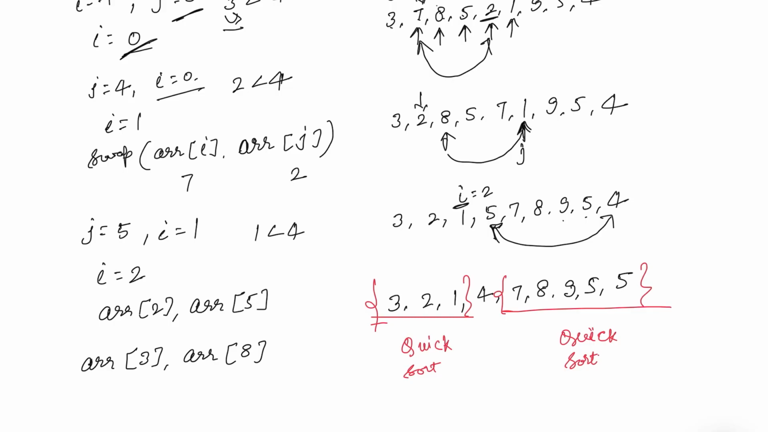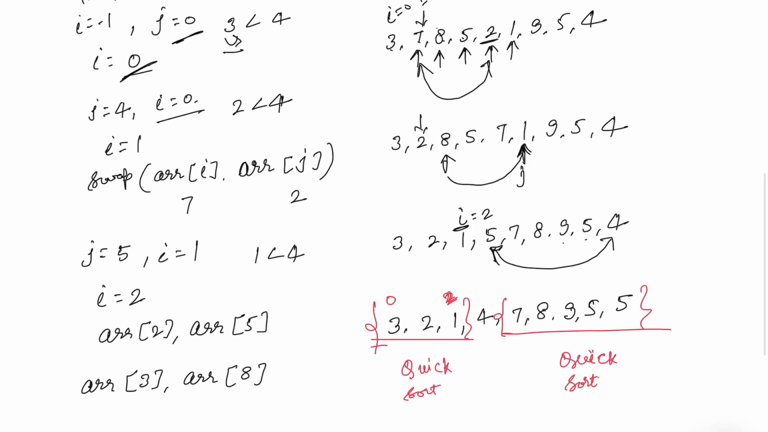So here low will be 0, and the partition index is 3, with indices 0, 1, 2, 3, 4, 5, 6, 7, 8. For the second array, low will be 4 and high will be 8. For the first array, low will be 0 and high will be 2. So again we have to do partitioning accordingly, and we will put the pivot in its correct position. I will show it by diagram.